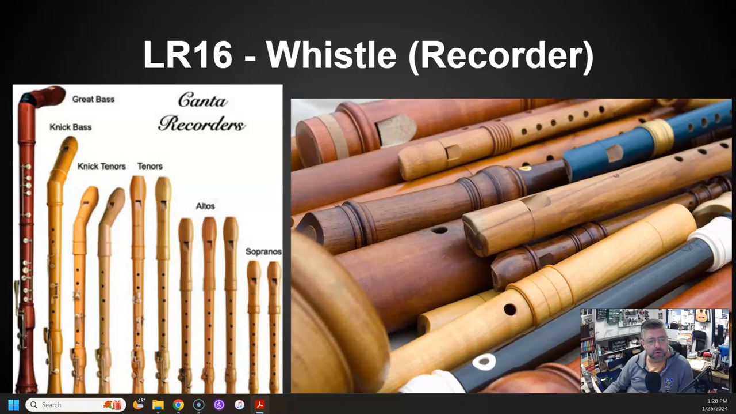A typical recorder that you would see has 8 holes. One for your thumb, and then you've got either 3 or 4 depending on the hand. So 8 is kind of the standard.